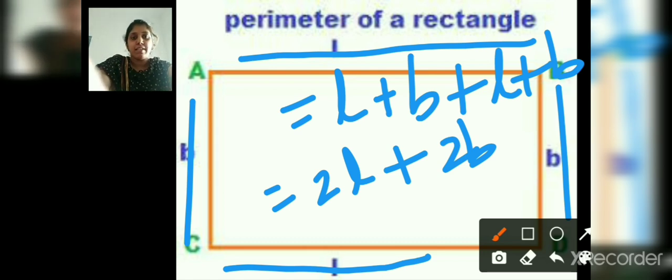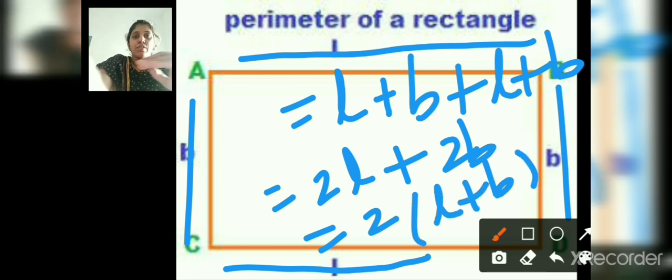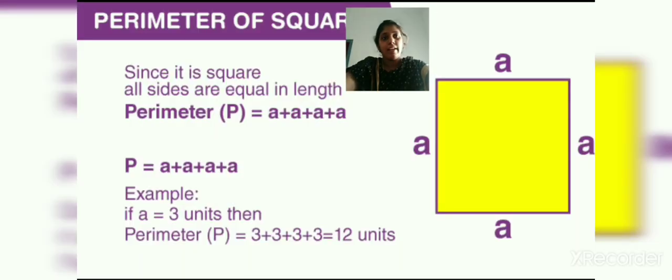From this can we take 2 common outside? Yes, so 2 into L plus B. So the perimeter of a rectangle is equal to 2 into L plus B. We can either apply this formula, 2 into L plus B, or we can add all the sides. The sum of the lengths of all the sides is the perimeter of a rectangle. Clear?